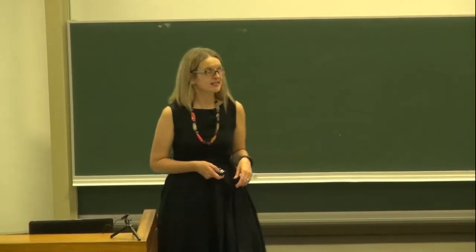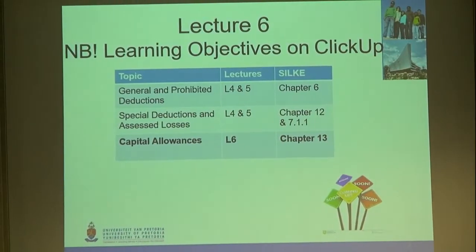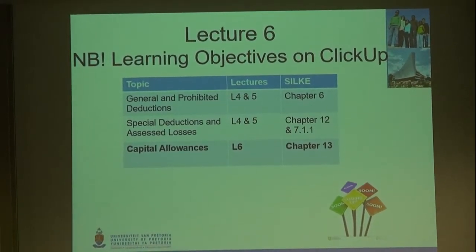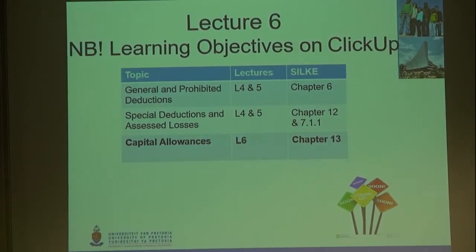We're doing capital allowances, and like I've said to you, it is actually just part of special deductions, so nothing has changed. This is where we're sitting at the moment. In lecture 6, we're doing capital allowances, and it is based in chapter 13 in your textbook. You'll see that on click up, we've loaded an index of chapter 13, and in there we've indicated specifically for this course what we're going to cover and what we won't cover. So please use that index as a guideline to what you should be working through in the textbook.